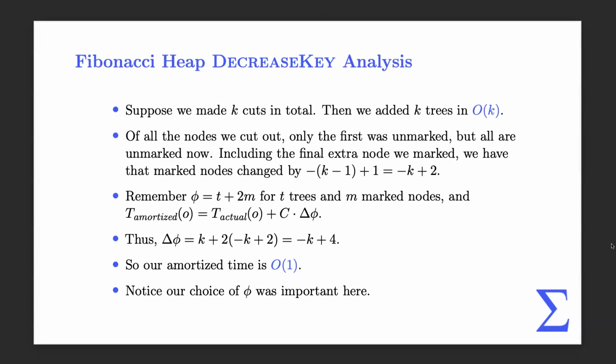The choice of making this algebra work out is how our choice of potential function came to be. If you were making this data structure, you would have looked at it and said, okay, I want this to be constant time. Where can I pull from? This took k time, so we would like to get a minus k out of the potential function. Then you would create some heuristic based on the number of trees and the marked nodes. That's how you would come up with that potential function.